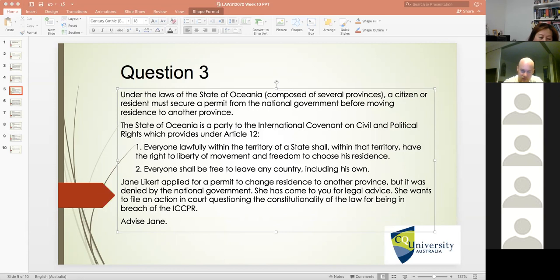Yeah, so Peter is actually correct, and so is Kathleen and all the others who say that the law would be constitutional. The reason for this is that the International Covenant on Civil and Political Rights, even if the state of Oceania is a party to it, would not be a source of obligations on the part of the state towards its citizens, unless that particular covenant, that particular convention, has been ratified and then incorporated into legislation by Oceania.